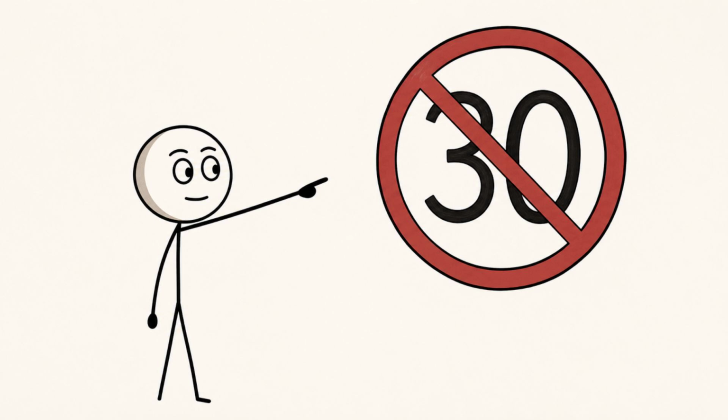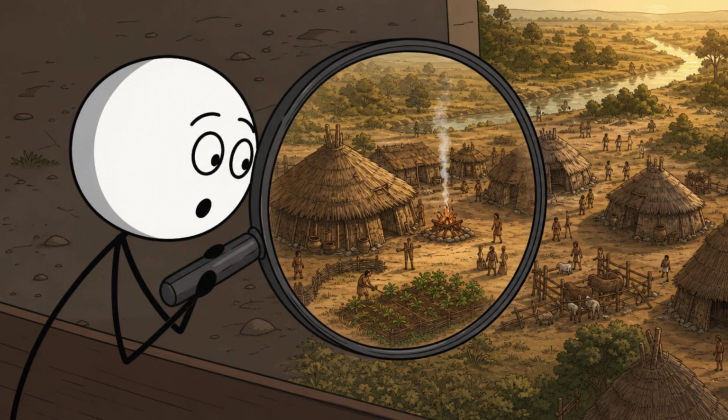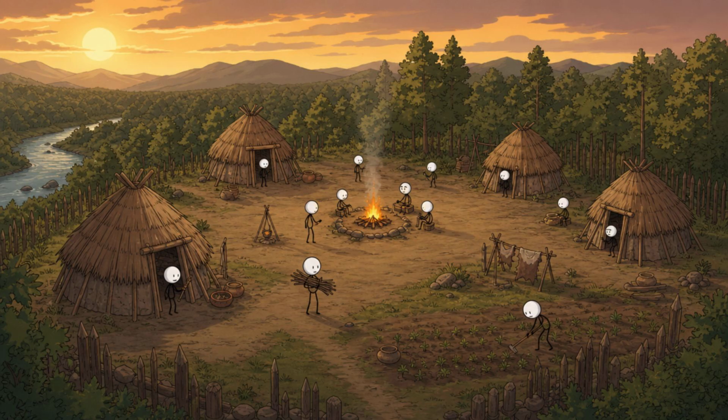Because the number that gets thrown around most often isn't the age most ancient people died. It's a statistical average that gets dragged down hard by one specific thing. And once you understand what that thing is, the entire picture of ancient human health shifts in a direction most people don't expect. Let's start with the number itself.